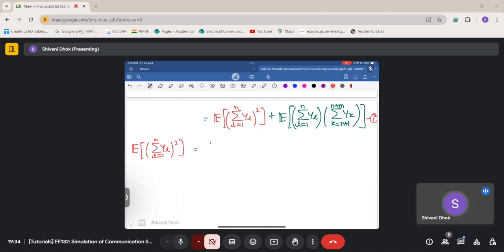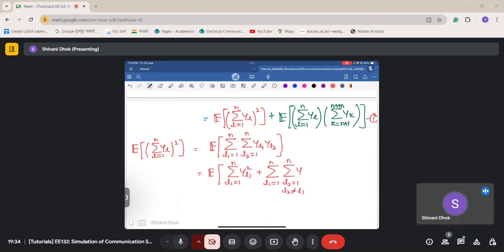This I can write as expectation of summation of l1 equal to 1 to n summation l2 equal to 1 to n yl1 into yl2. Now what I'll do is I'll again split them into two parts. First part will be summation of l1 equal to 1 to n yl1 square plus summation l1 equal to 1 to n into summation l2 equal to 1 to n, where l2 is not equal to l1, into yl1 yl2.